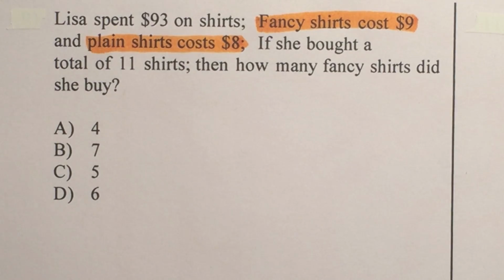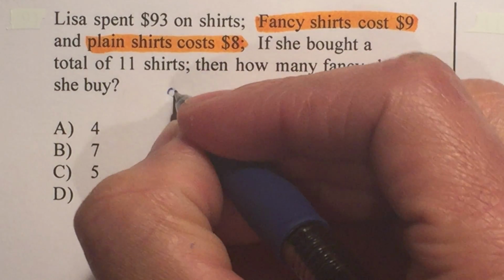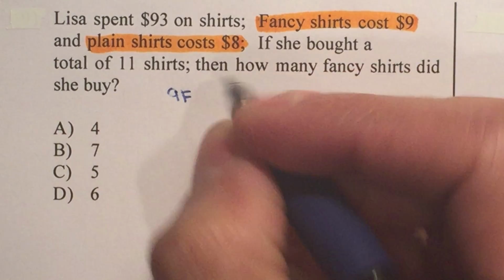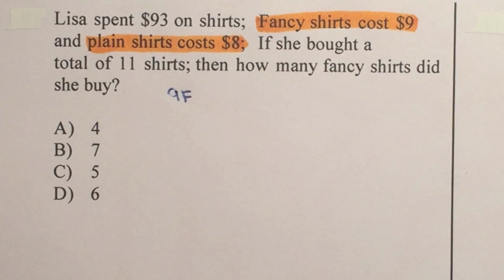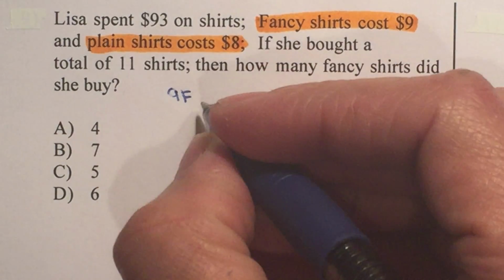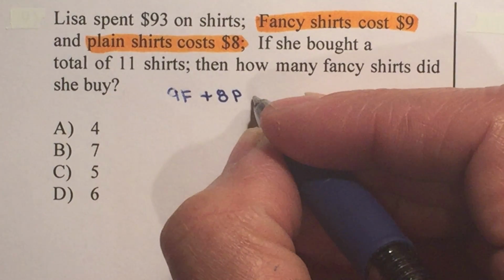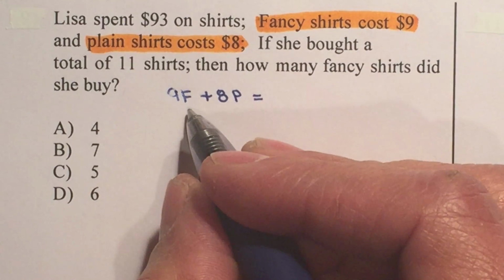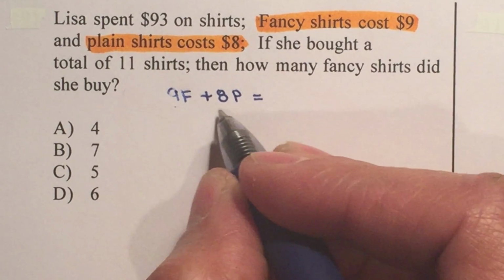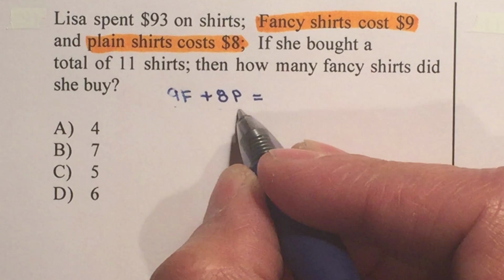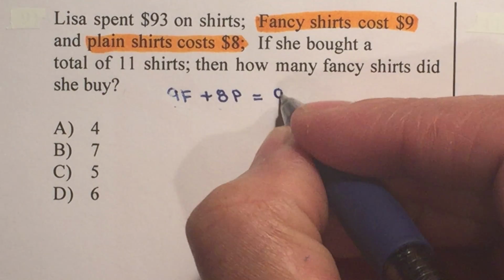Fancy shirts are $9, so therefore there'll be 9F. Plain shirts are 8, so it'll be plus 8P for plain. This is how much money she spent on the fancy shirts. This is how much money she spent on the plain shirts, and the total will be $93.